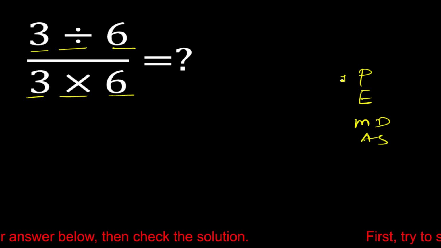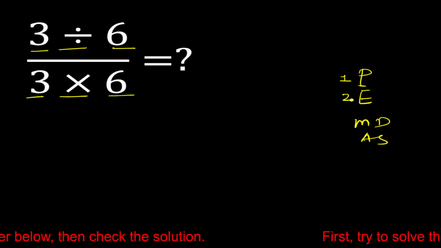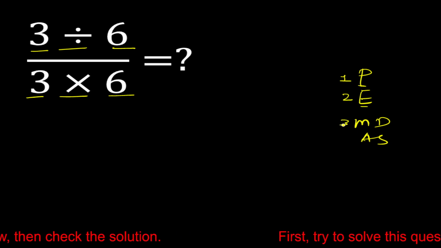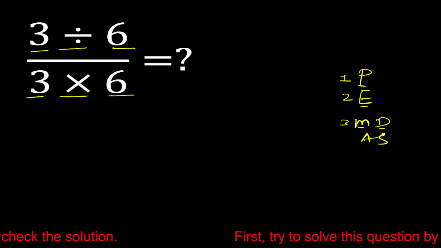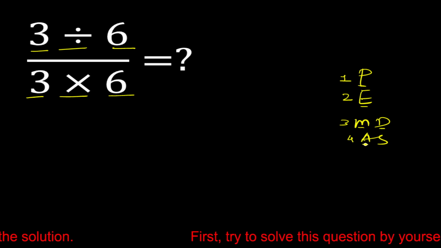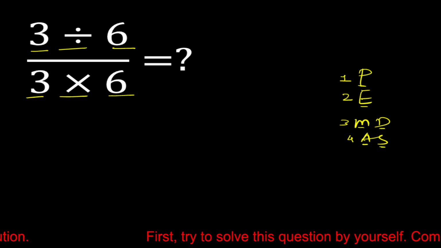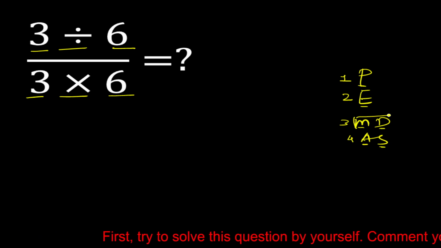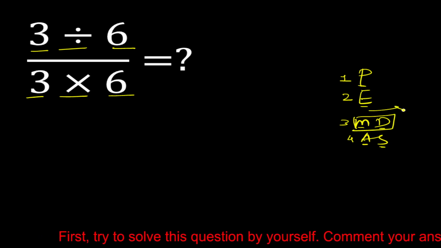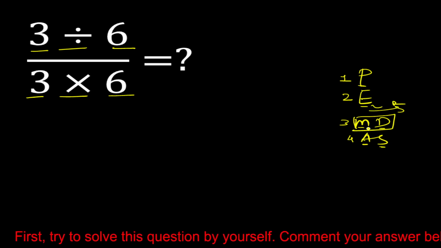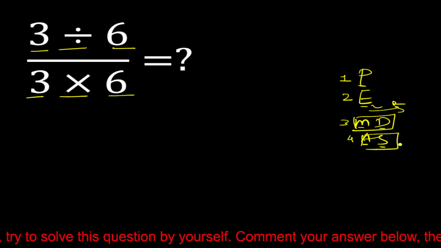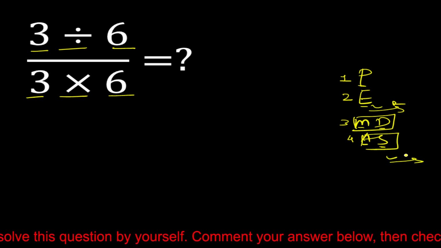According to the PEMDAS rule, first priority is parenthesis, second priority is exponents, third priority is multiplication and division, and fourth and last priority is addition and subtraction. Multiplication and division both have equal priority, so we have to work from left to right. Okay, and also addition and subtraction both have equal priority, so we have to solve it from left to right.